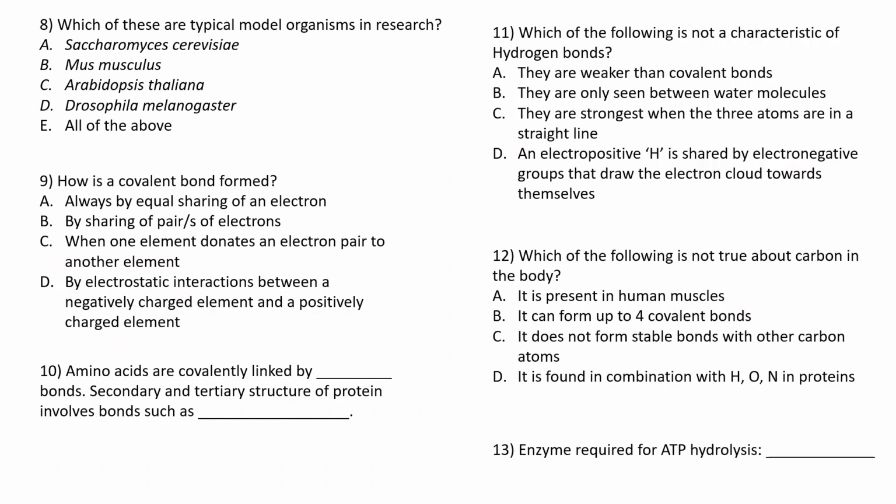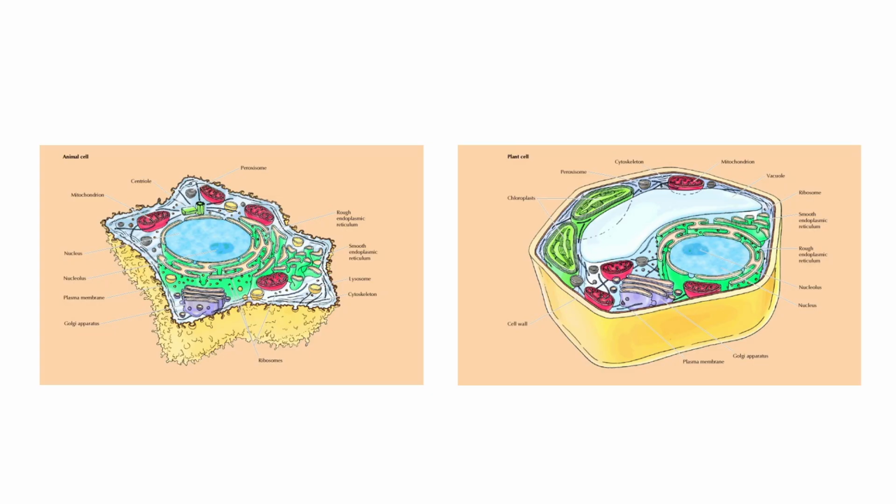Right. So this is a very easy question, but what is the enzyme called that's required for ATP hydrolysis? ATPase. Yeah, you got it. So DNAs, RNAs, ATP is here. So now we'll move on to actually looking at these cells.